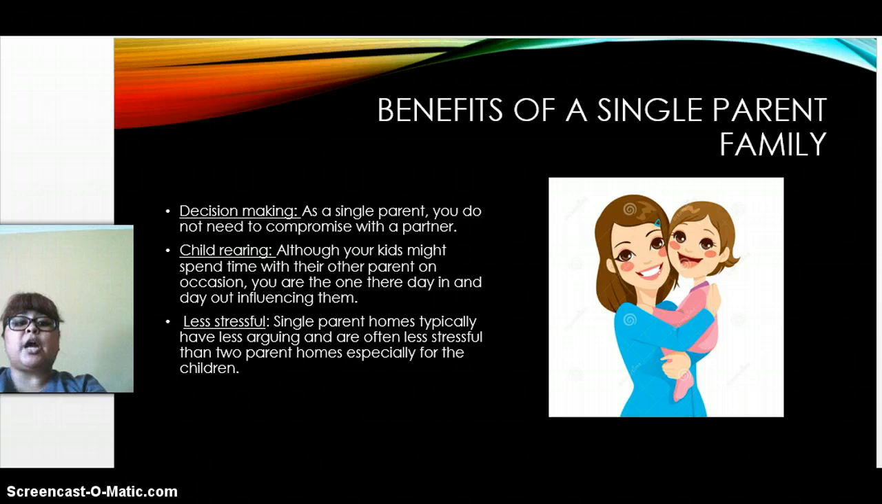Another benefit is child rearing. Now, many times in single parent families, the child will spend the weekend or a couple of days with the other parent, but many times the main single parent or the more full-time single parent has the rights and more control over raising the child and has more influence on the things that the child will do and can do.